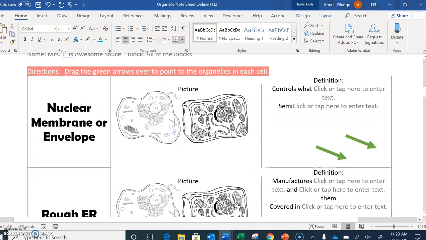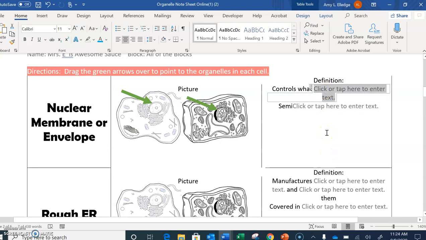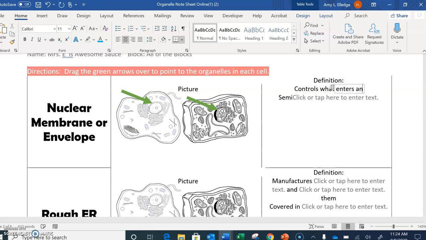So here we have the nuclear membrane or envelope. So they call it both ways, nuclear membrane or envelope. But remember, all the nuke stuff goes together. So the nuclear membrane surrounds the nucleus. So that's that little line around the nucleus. So you have to have a nucleus to have it. So it's only found in eukaryotic cells. There it is right there. And it has an important job. It's a barrier. So what it does is it controls what enters and leaves the cell. Okay? And if I typo in here, just expect it.